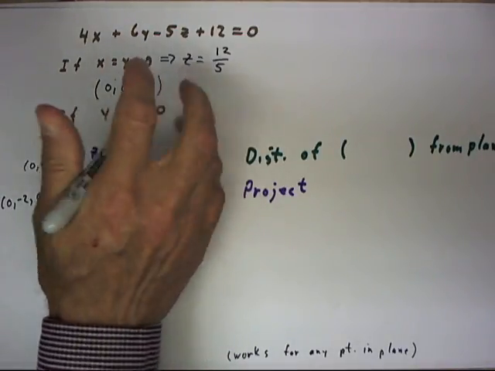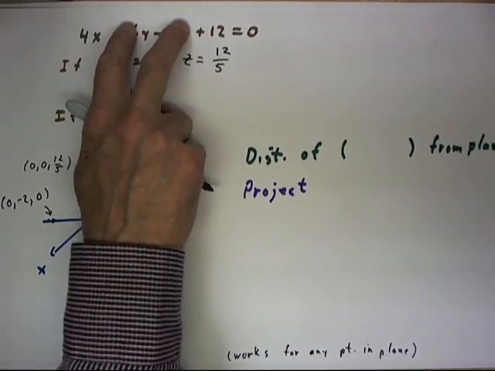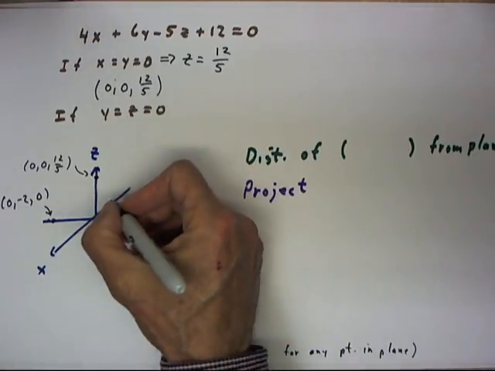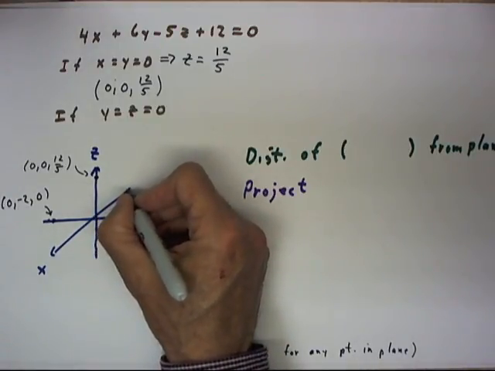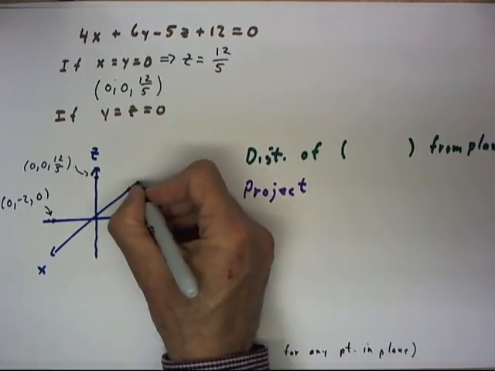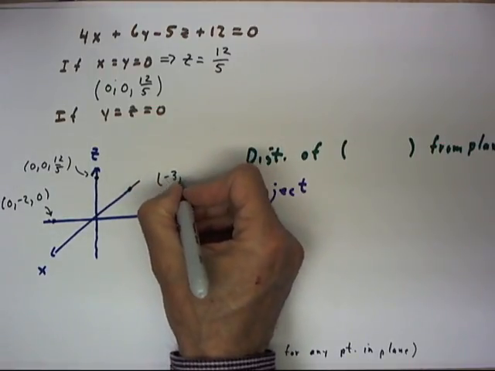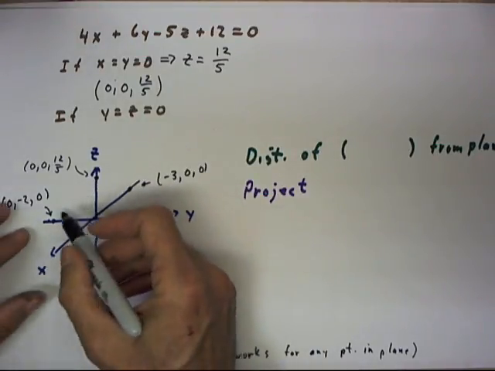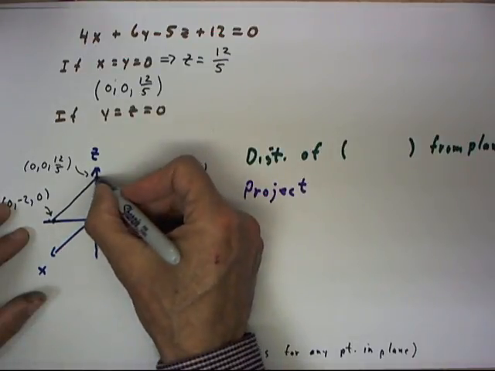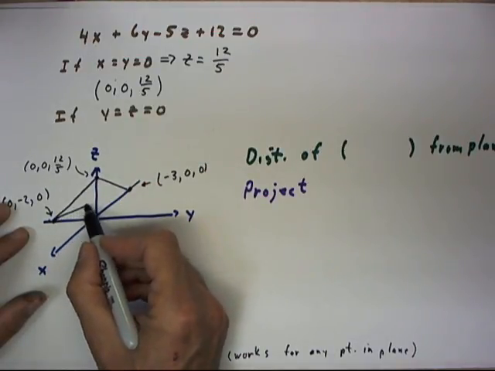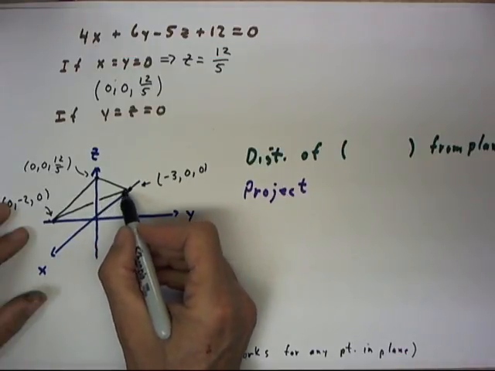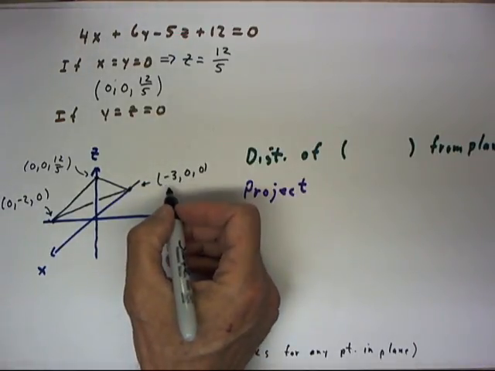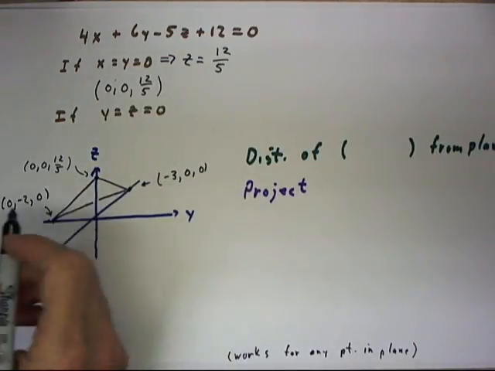If y and z are both 0, then the y and z terms go away, and we end up with 4x equals negative 12, so that x would be negative 3. So x equals negative 3 might be about here. The point negative 3, 0, 0 would also lie on the plane. So we could draw this triangle with this side going behind the z-axis and sort of represent at least part of the plane.